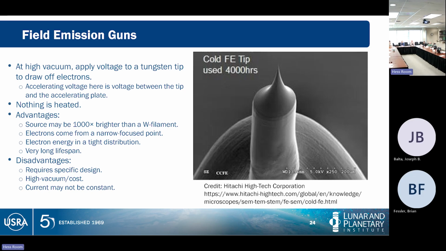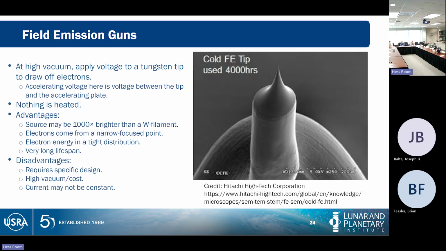For a field emission gun, rather than heating, you apply a voltage to this tungsten tip, and that causes draw off of electrons. So we're not heating it to do this. This is a cold emission here. There is a voltage applied between that tiny little tip and an accelerating plate.